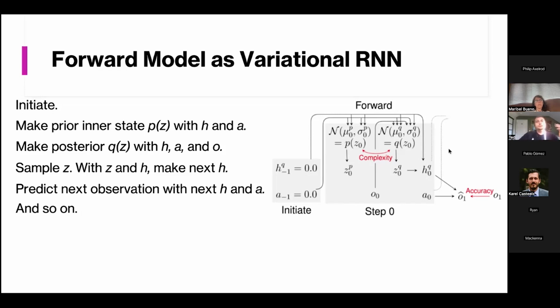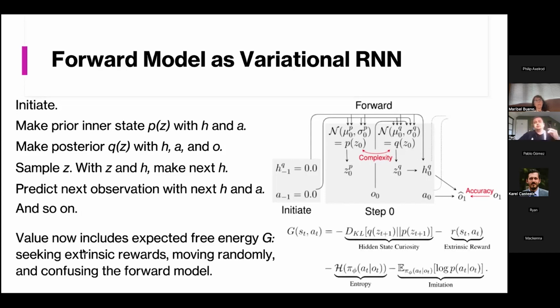So that's really something. So just to bring it back to the value that we're trying to calculate, the value now includes all of the aspects of free energy, expected free energy. Those parts in expected free energy include extrinsic rewards and entropy, and the complexity value. I call it hidden state curiosity. This is curiosity based on interstates. There's another intrinsic value here.